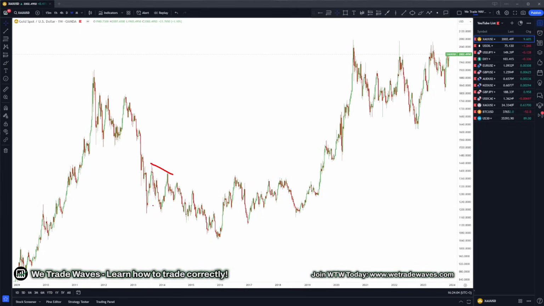After this corrective structure here, we've got what? An ending structure. This ending structure, guys, is very famous and it's a very powerful structure. As you can see, this is a contracting flat and this is a contracting ending diagonal. This is called a contracting ending diagonal.